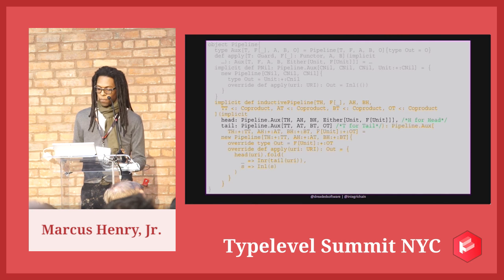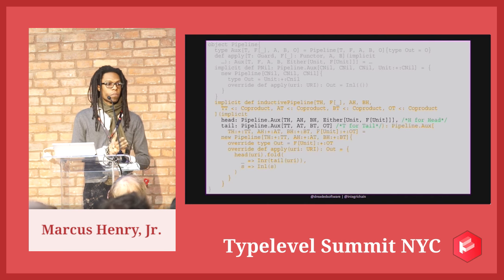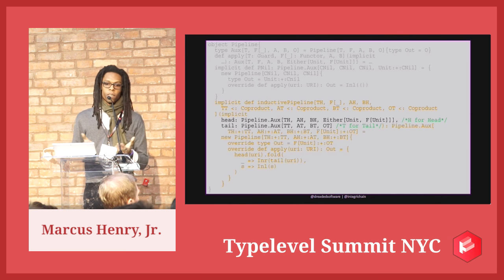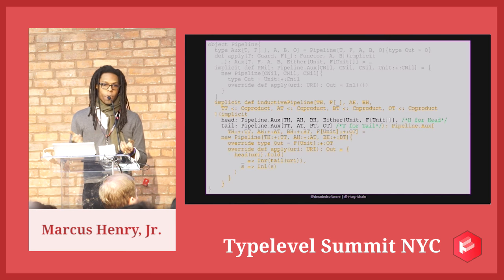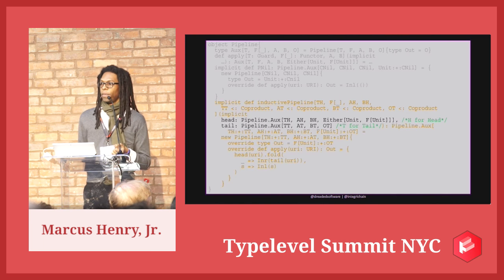Okay, the second thing that we do is have a base case, which we're going to call PNil, for nil for pipelines. This is just your basic pipeline that does nothing. It returns unit immediately.